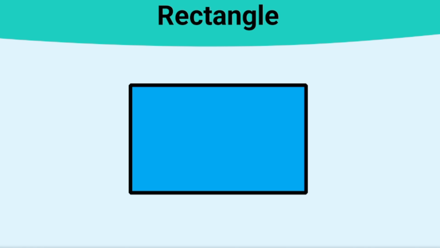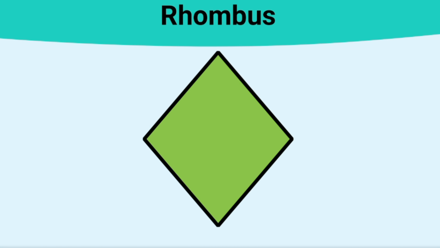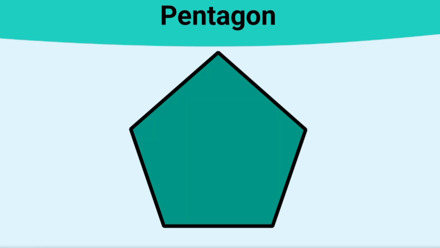Very good. You can tell me which shape is this? Rectangle. Rectangle is different from square. Rhombus. Wow, it's a beautiful shape. It also has four corners but up and down. Next shape is pentagon. Pentagon has five corners.